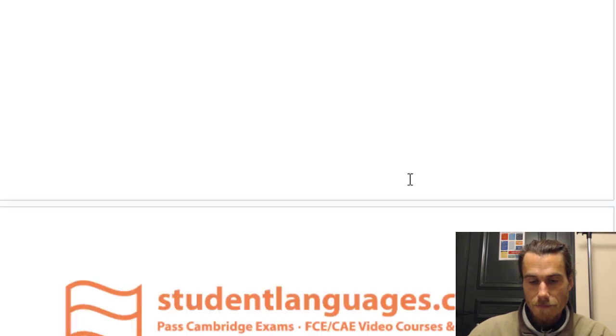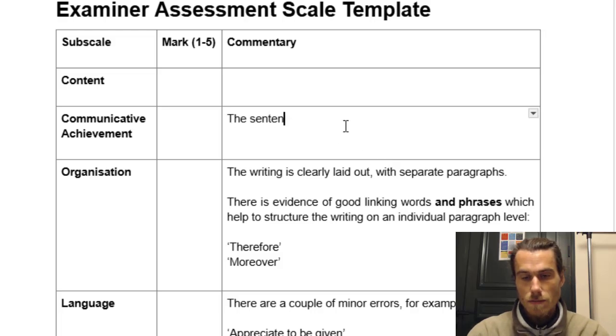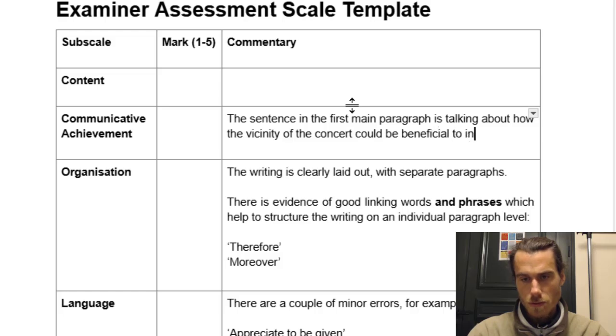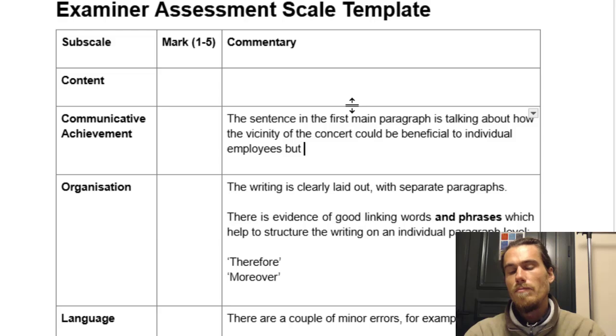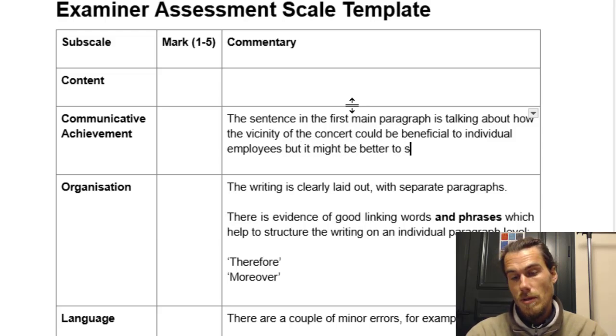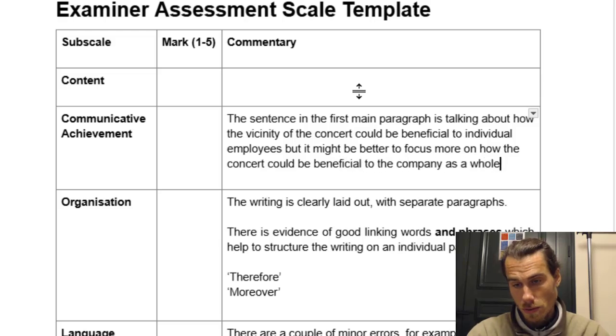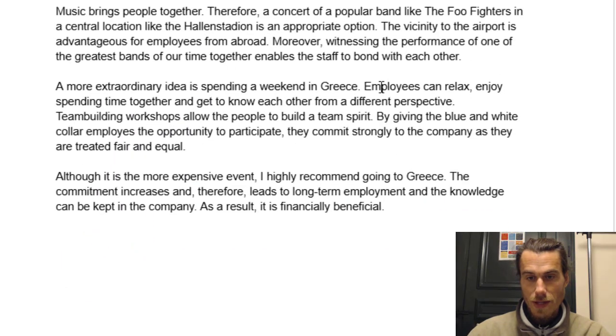So that sentence there in the first main paragraph is talking about how the vicinity of the concert could be beneficial to individual employees. But it might be better to focus more on how the concert could be beneficial to the company as a whole, which is what you have said in the other sentences, just to build on that possibly. And that would make a bit of a nicer flow to this paragraph also.